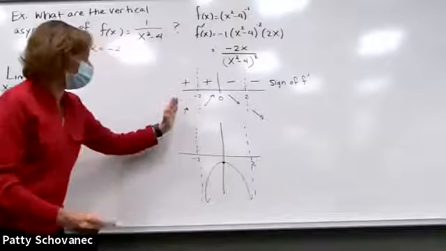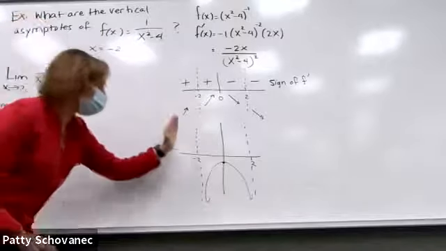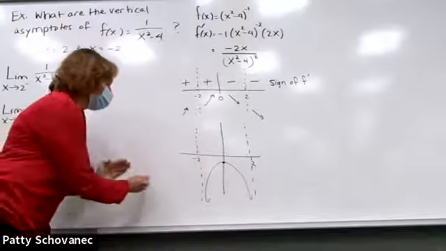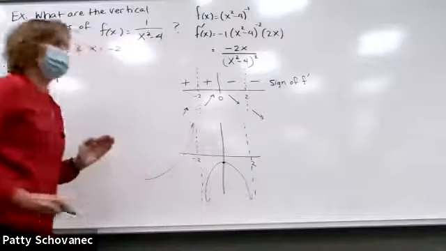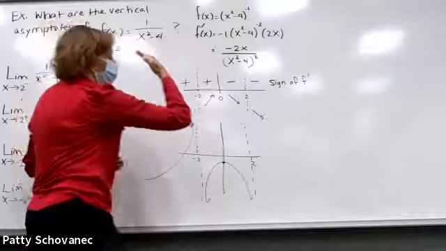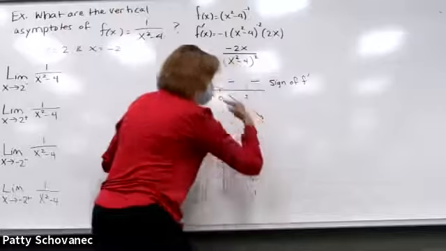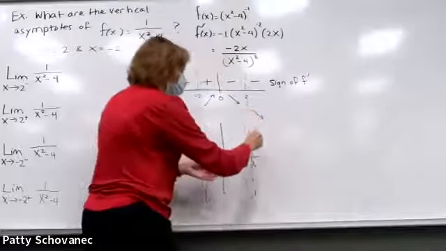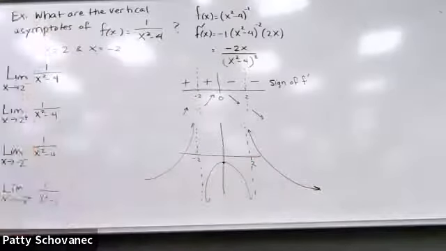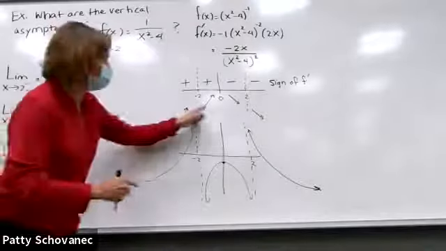Has to rise to the left of negative 2. So it's going to come in here like that, right? So this part of the graph is going to go up. Has to fall to the right of this asymptote. So if the graph is decreasing, it's going to have to do something like this, right? Rise, rise, fall, fall. Follow the arrows.